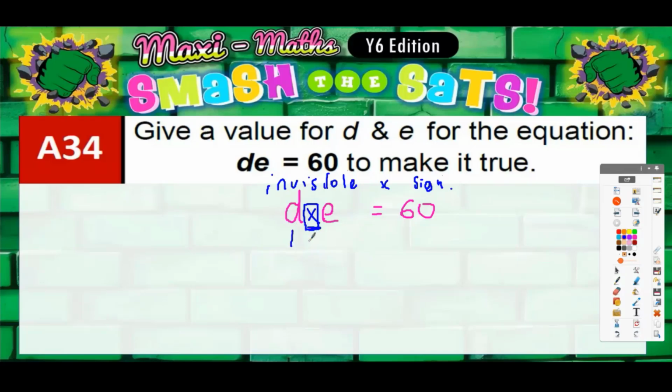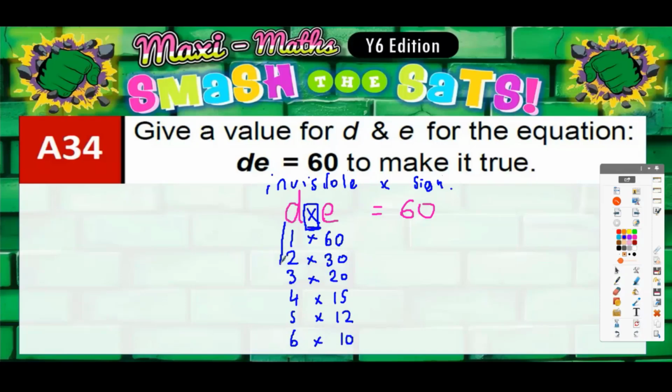So you could have 1 times 60 makes 60. You could have 2 times 30. You could have 3 times 20. You could have 4 times 15. You could have 5 times 12. You could have 6 times 10.